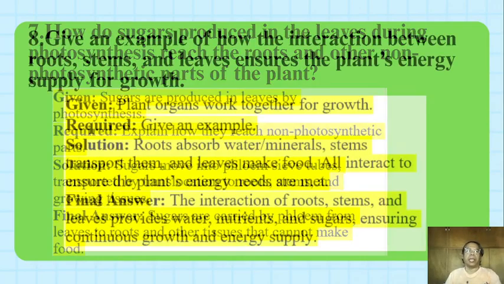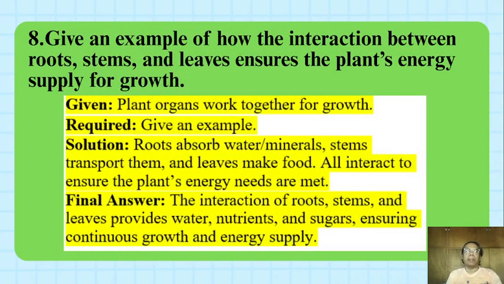Okay, let's proceed to practice problem number 8. Give an example of how the interaction between roots, stems, and leaves ensures the plant's energy supply for growth. So we're given plant organs work together for growth. Required: give an example. So solution.